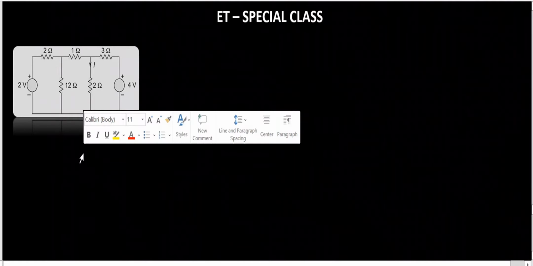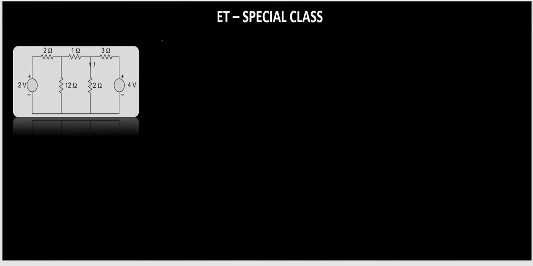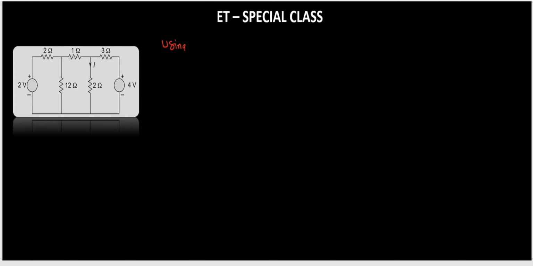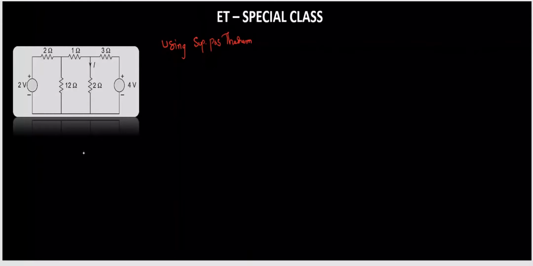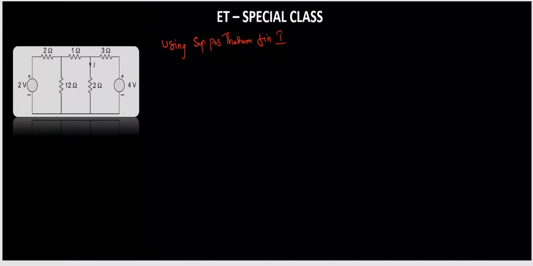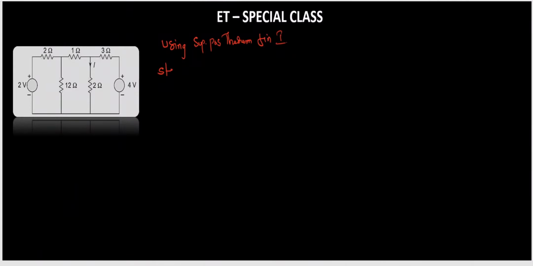Find the current I value using the superposition theorem. Find I, the current going through the 2 ohm resistance. So the first step is step 1.